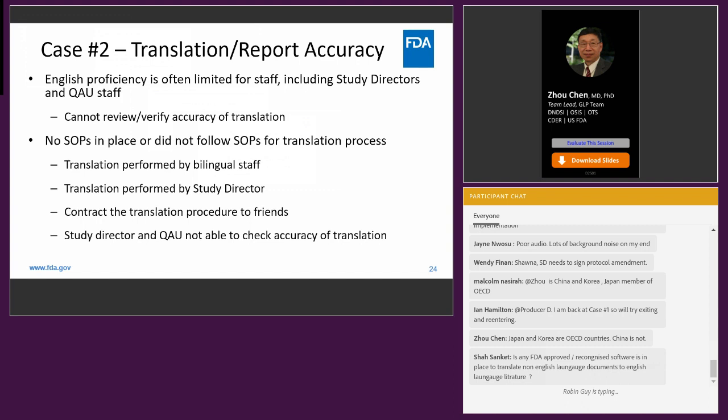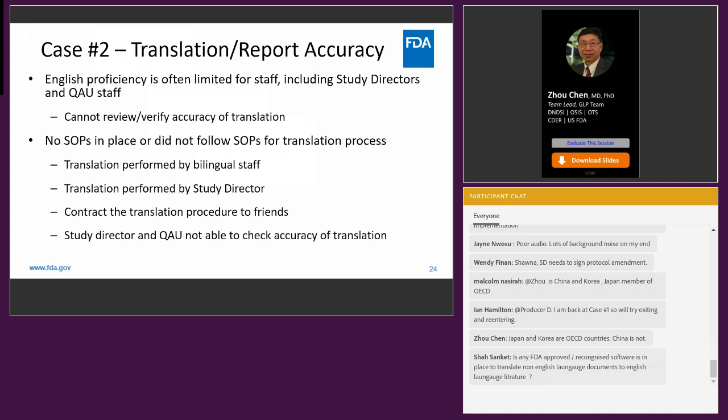We found in some foreign CROs, English proficiency is very limited for the study director and the QA staff. So it is hard for them to verify the accuracy of a translated report. Some firms had no SOPs for English translation, or they had SOPs but never followed them. In some CROs, translation was done by bilingual staff. They can hire a translator, so in this CRO, his job specifically is to do the report translation.